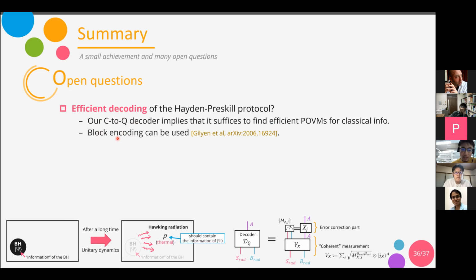But these days, one good technique called block encoding was proposed. If we use this technique of block encoding, we can actually implement a pretty good measurement. Well, it's not guaranteed whether it is efficient or not, but there's a way to implement pretty good measurement. So maybe you can use this technique to check if our C2Q decoder is efficient or not. So this is an interesting open question that I have to address.